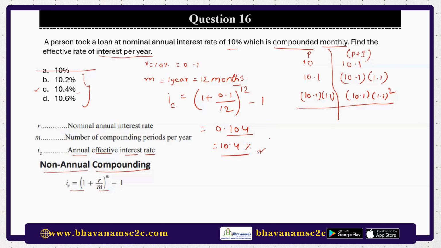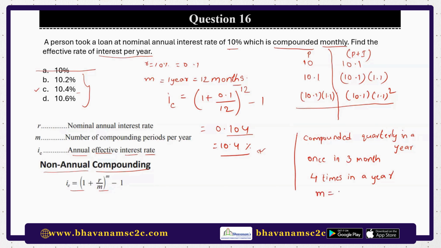In the same question, if they say that it was compounded once in 3 months, then your M value will change accordingly. If they said compounded quarterly in a year, it means once in 3 months. Since it is once in 3 months, how many times in a year? 4 times in a year, right? And for such a problem, the M value will be 4. Accordingly, the compounded rate of interest is going to vary.